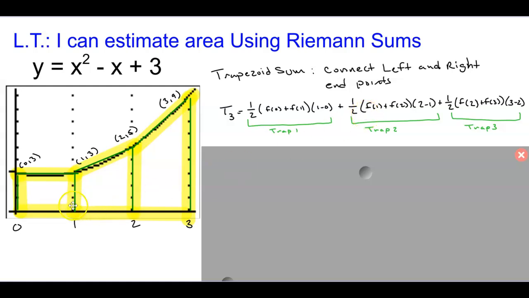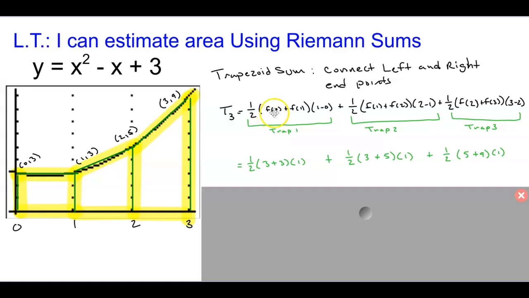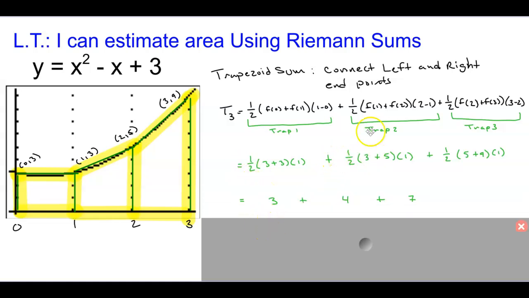For the second trapezoid, I've got base 1 plus base 2, so f of 1 plus f of 2. And then the height is the difference between the interval 2 to 1. And the third trapezoid, we've got f of 2 plus f of 3, with its height being the distance between the bases. So if I actually evaluate that, f of 0 plus f of 1, 3 plus 3 is 6, times 1 cut in half is 3, and f of 1 plus f of 2, 3 plus 5 is 8, half of 8 is 4, times 1, and f of 2 plus f of 3, 5 plus 9 is 14, cut in half is 7.